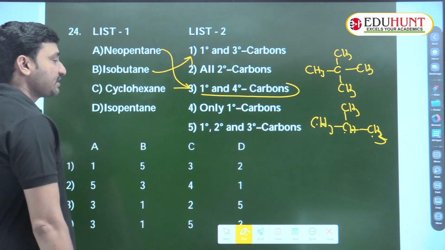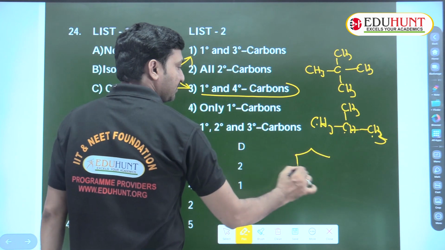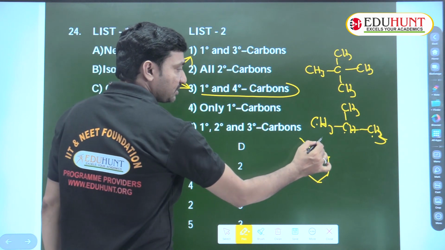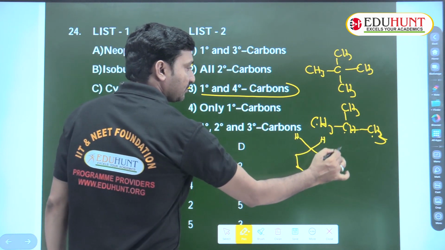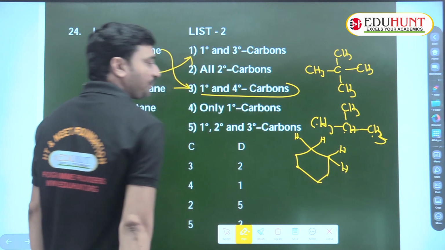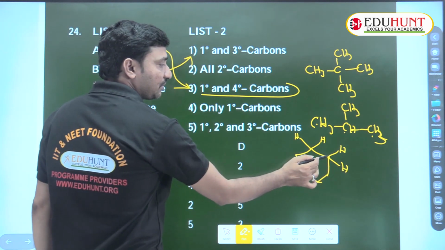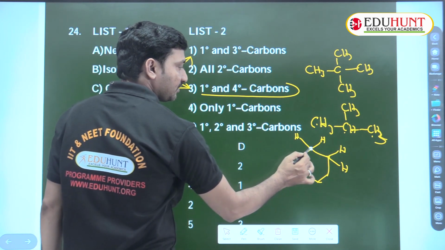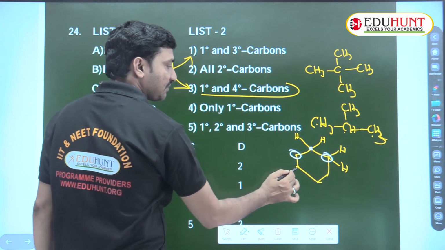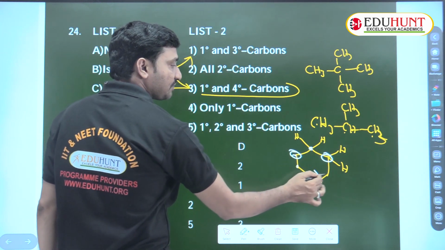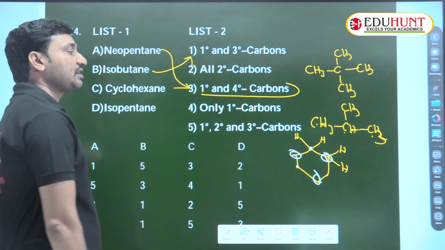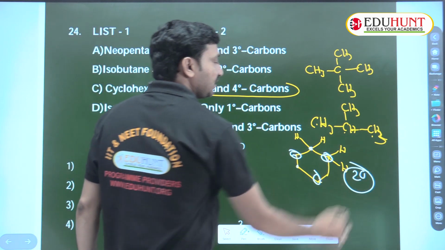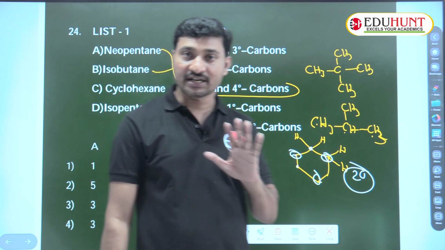Primary and tertiary. Cyclohexane. Picture of cyclohexane. This is cyclohexane, right? Each carbon has 2 hydrogens, right? Each carbon is bonded to 2 carbon atoms, right? This carbon is bonded to 2 carbon atoms, this carbon also, this carbon also. Each carbon atom is bonded to 2 carbon atoms. That's why each carbon is secondary, only secondary. In cyclohexane, only secondary carbon atoms are there.